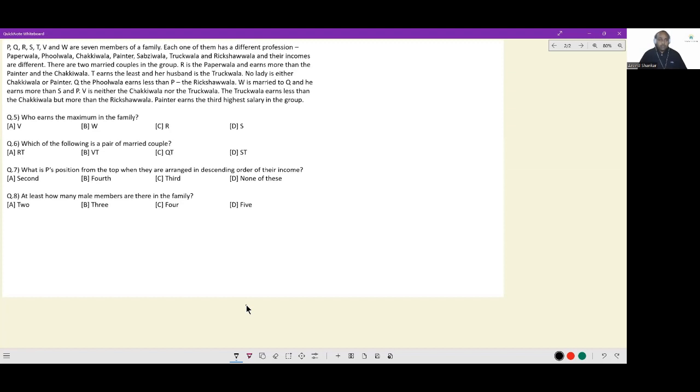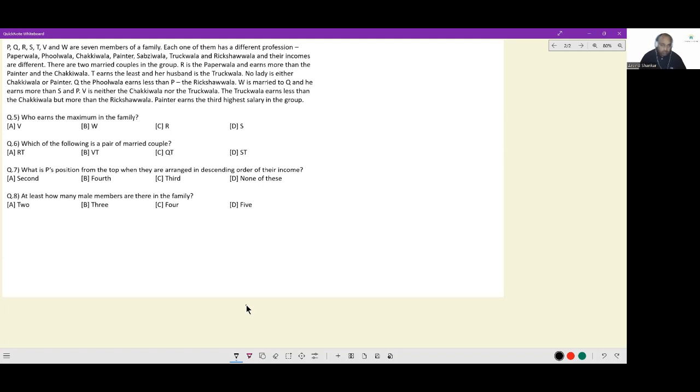Let's look at this question. P, Q, R, S, T, V, W are 7 members of a family. Each one of them has a different profession: paper wala, phool wala, chakki wala, painter, sabzi wala, truck wala, and rickshaw wala. And their incomes are different. There are 2 married couples in the group.